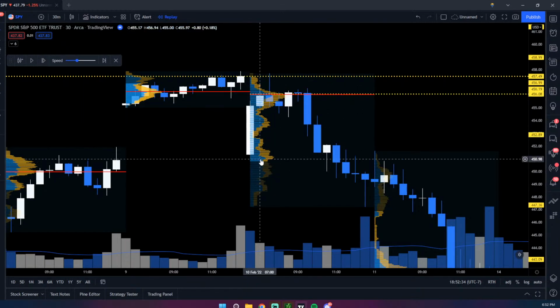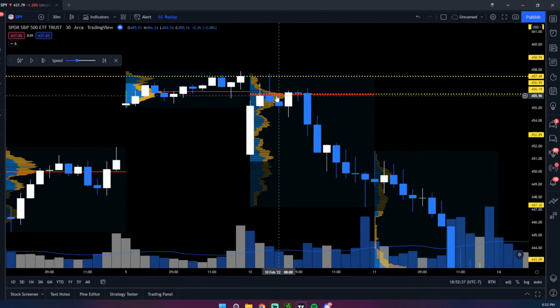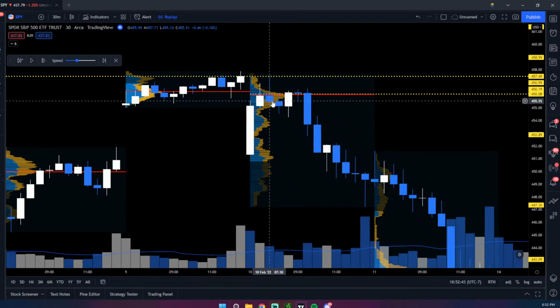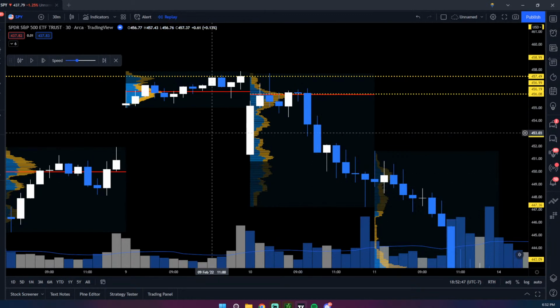So this is actually why this is not a good P shape, is because it did the inverse. We did open low, come up, and trade a lot up here, and then sell off at the end of the day. But this is still a P shape. It's just not a very good one.